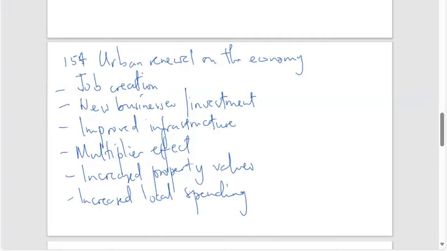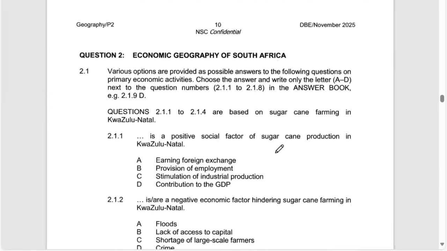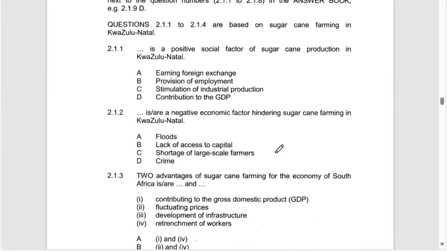Right. So that takes us to the last part of our first question, which is question number 1. We move on to question number 2 on economic geography of South Africa. We're going to go through the multiple choice questions quickly, and we'll move on to the other questions to follow.